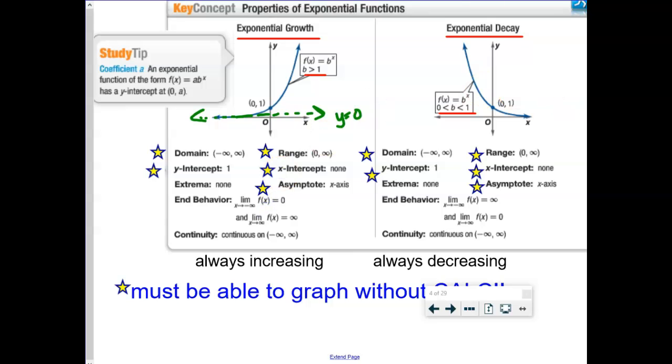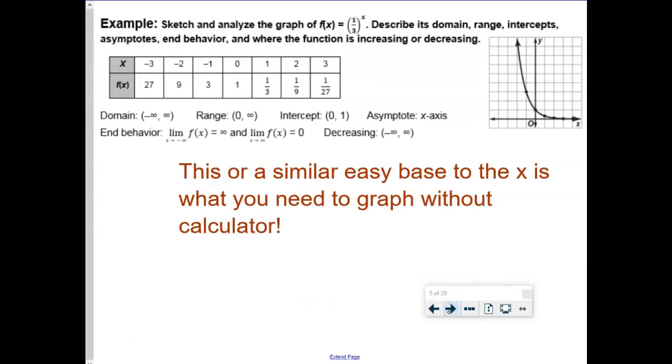It's always continuous. And everything is almost the same for exponential decay, except the nature of the shape changes a few things. For instance, the end behavior is going to be opposite. On the left side, a decay is going to go off to infinity. On the right side, it's going to approach the asymptote. So are you able to graph these without a calculator? That would be my next question. And the answer is hopefully.